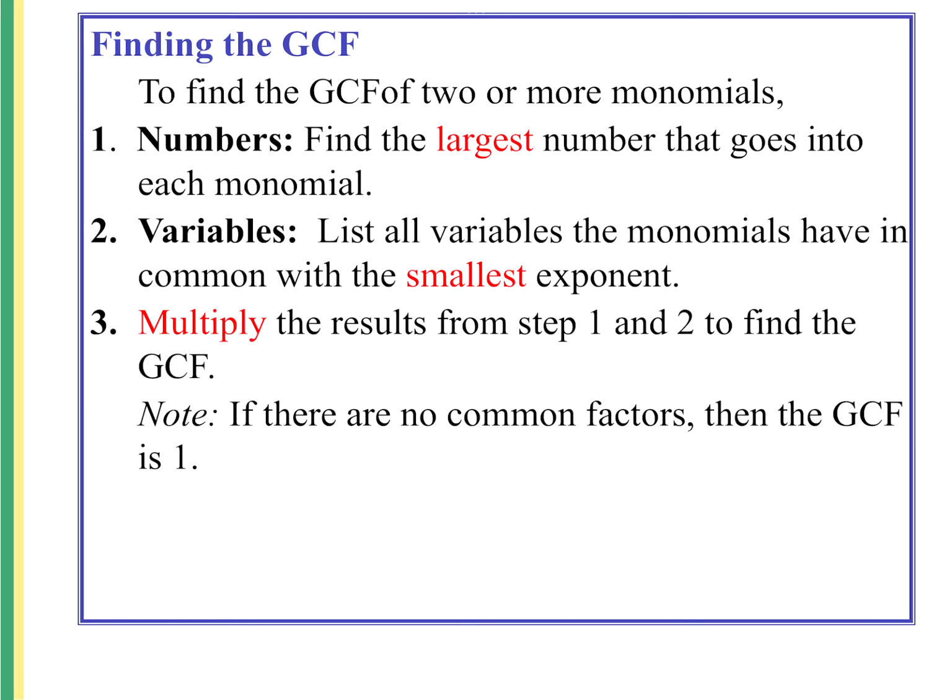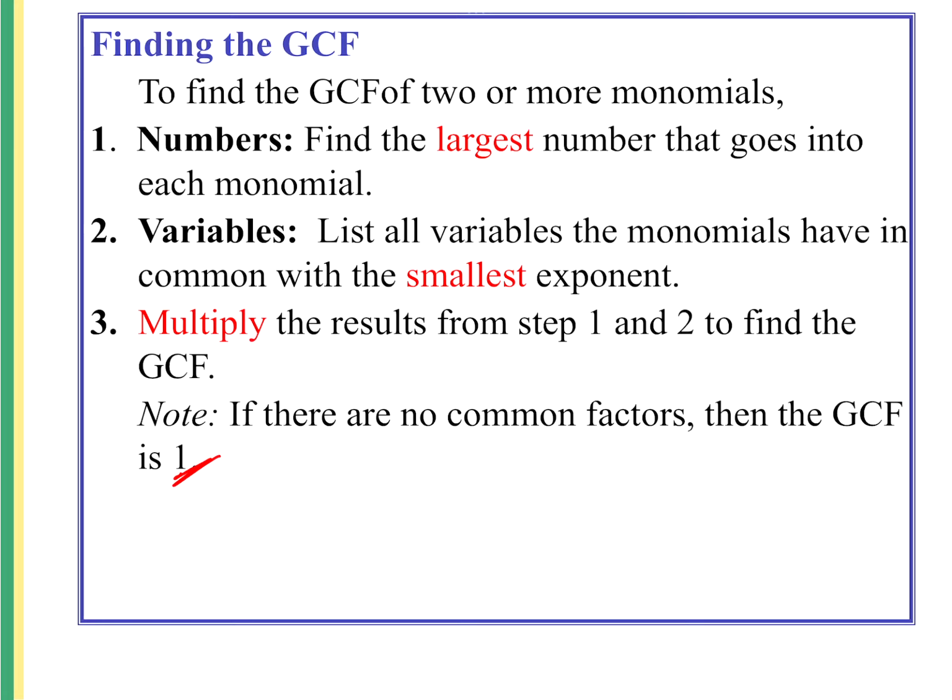So here's your steps, what you need to do, because you're going to have numbers and you're going to have variables. For the numbers, find the largest number that goes into each one. However many numbers you have, find the number that goes into all of them. For the variables, you list the variables they have in common and pick the smallest exponent. Then if you multiply steps 1 and 2 together, you get the greatest common factor. It's possible that there is not one, that the greatest common factor is 1. It happens. It's okay if it does.